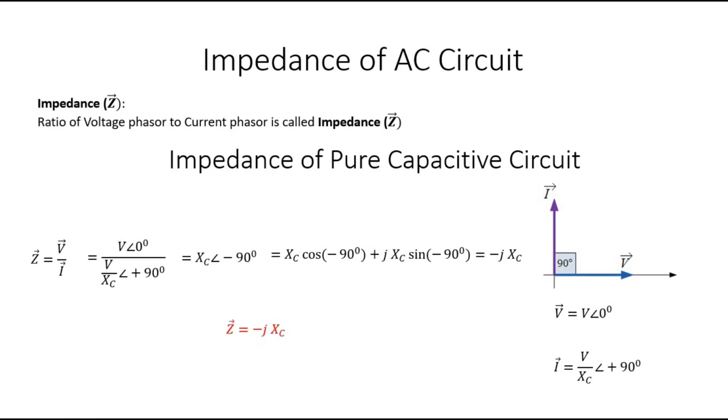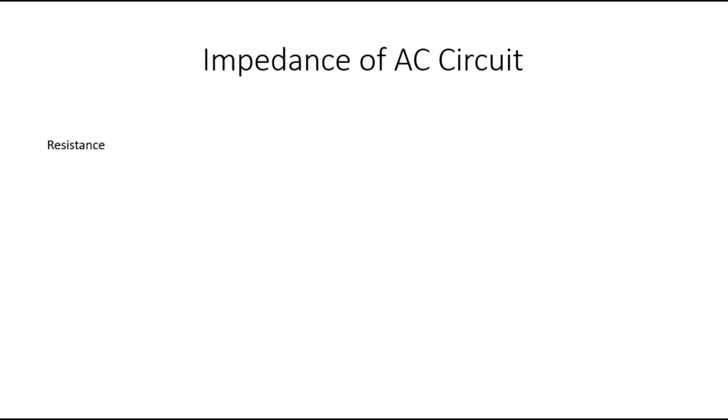So in a capacitive circuit also, Z has only an imaginary part, but it is negative. We can conclude that for a resistance, Z is R, purely real. For an inductance, Z is jXL, only imaginary, but positive. And for a purely capacitive circuit, Z is minus jXC, purely imaginary, but negative. This is the condition for purely resistance, purely inductance and purely capacitance.